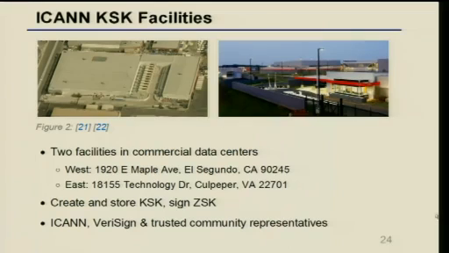Okay, now where has the KSK been created and where is it stored? There are two ICANN facilities in commercial data centers. These are not actually ICANN facilities, these are data centers, but ICANN has rented some room in it. There is one facility in US West and one in US East, both US.